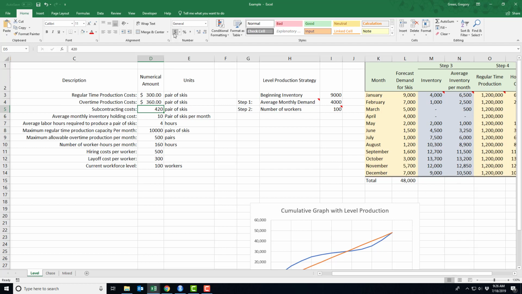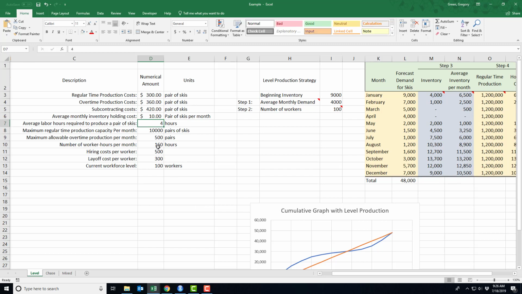The subcontracting cost, probably the easiest one to know because you have to pay the subcontractor for each pair of skis that comes through the store. Inventory holding cost is also a dollar amount. The inventory holding cost says I have a pair of skis and I've got to hold it for a month or two in inventory. How much is it going to cost me per month?